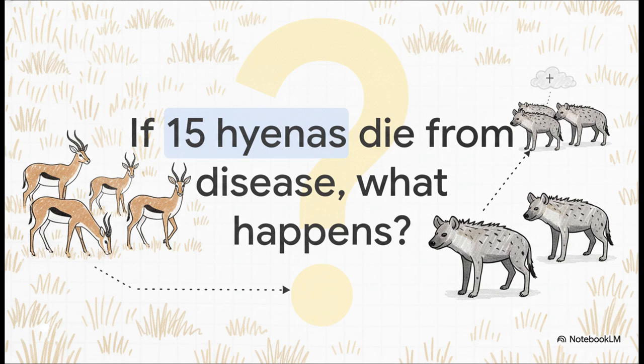A, increase in the population of grasses. B, increase in the number of antelopes. C, decrease in the number of antelopes. Or D, increase in the number of hyenas. Now, I want you to really look at those numbers. We're starting with tons of grass, 120 antelopes, and 20 hyenas. But then, tragedy strikes our hyena pack, and 15 of them are completely wiped out.